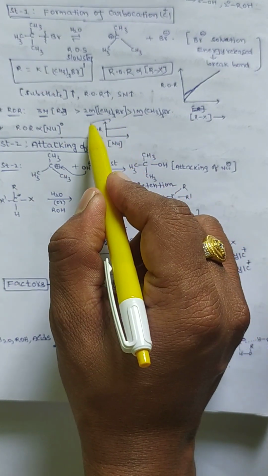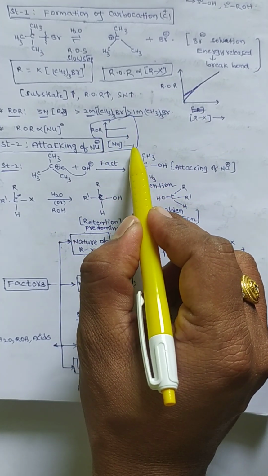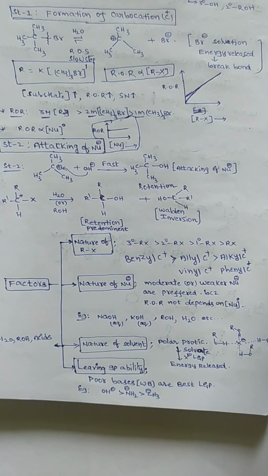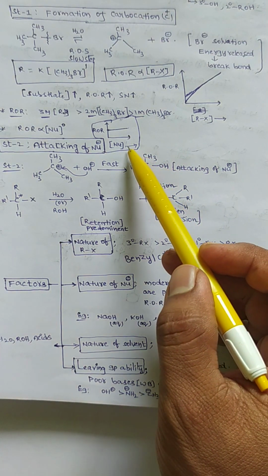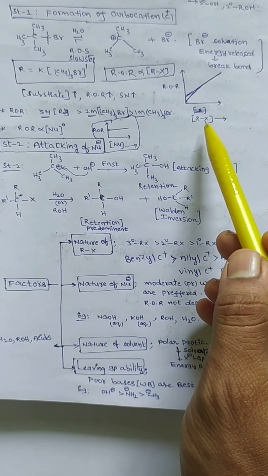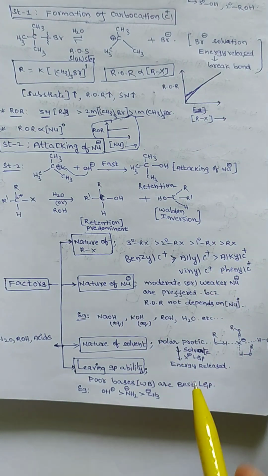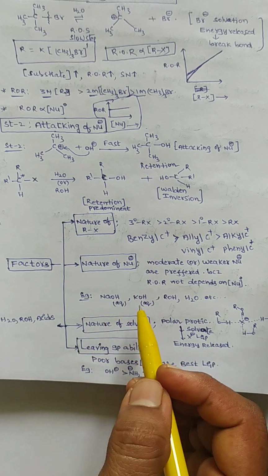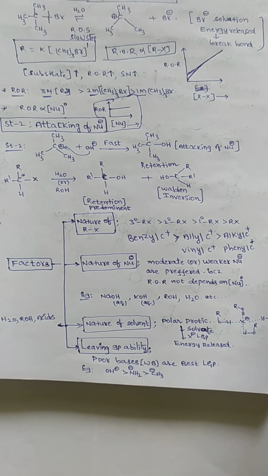See this graph. As the concentration of the nucleophile increases, the rate of reaction stays parallel to the concentration axis. That means the rate of reaction does not depend on the concentration of the nucleophile. If the concentration of the nucleophile increases 100 times, the rate of the reaction is the same. If the concentration decreases 10 times, the rate of the reaction is the same. That is the nature of the nucleophile. Generally the nucleophiles we use are water, aqueous KOH, NaOH, and alcohols.